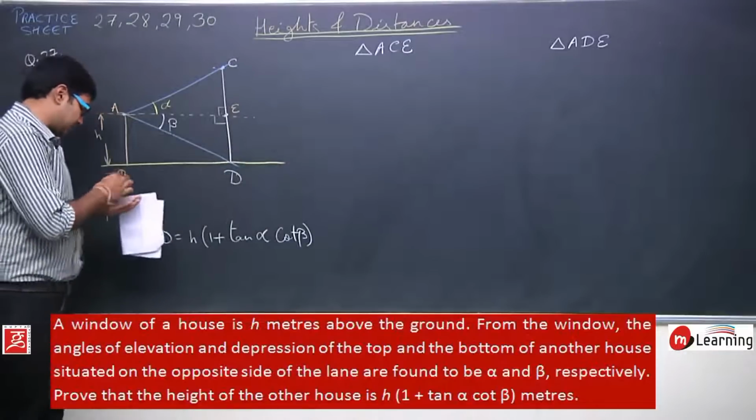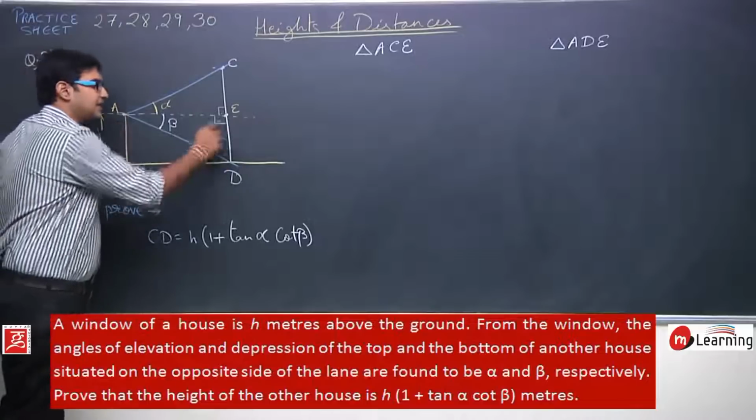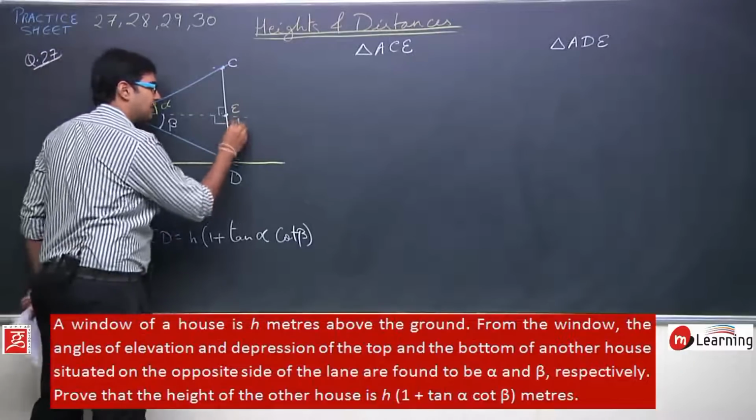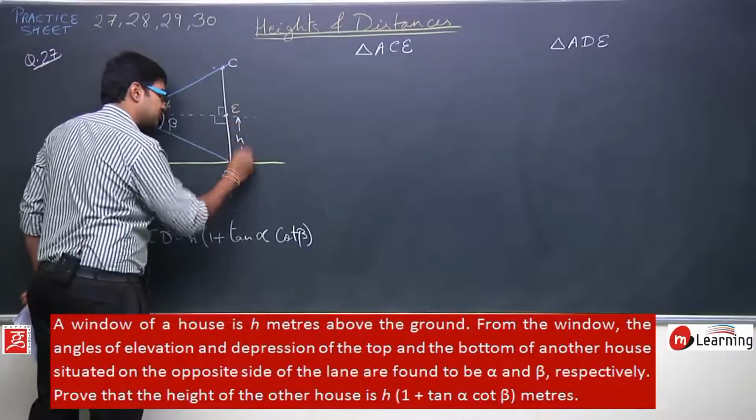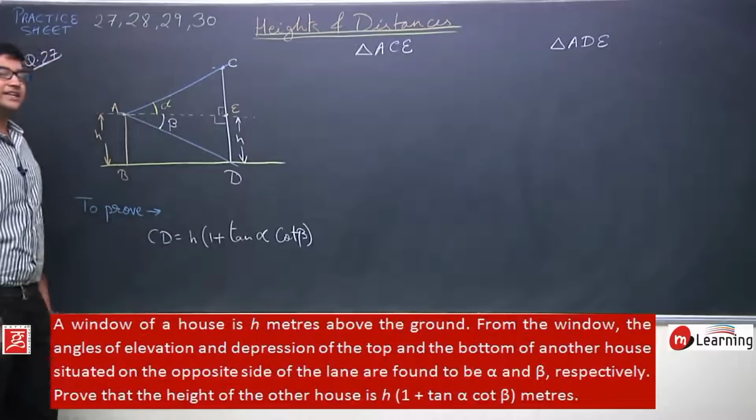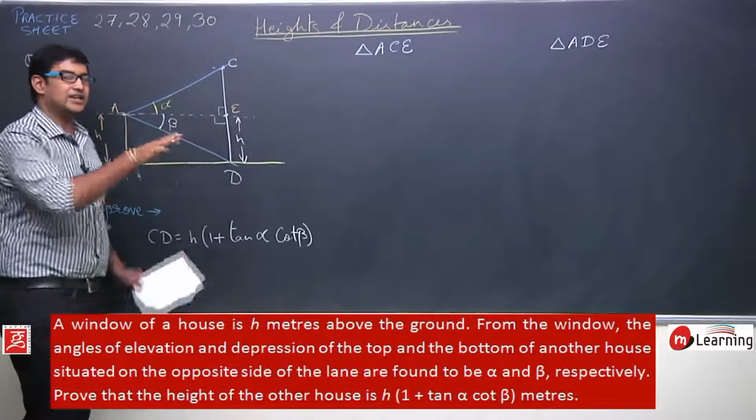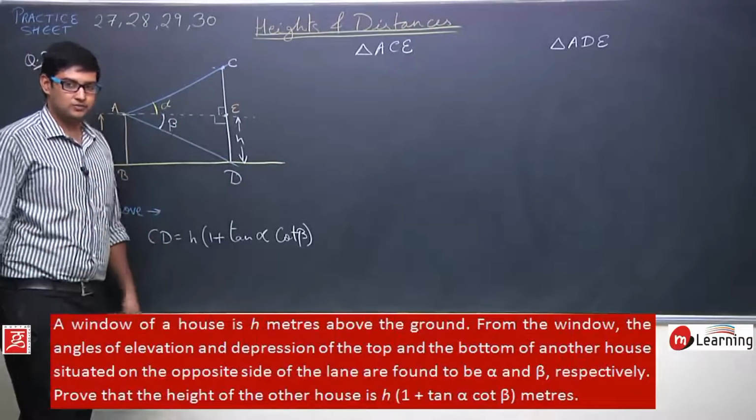So what I can see is ABDE is a rectangle, and in a rectangle opposite sides are equal and parallel. So this is H. This ED is H, and the common side between the two triangles is AE. This is what we have understood.